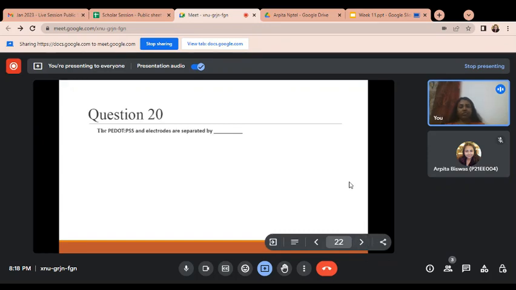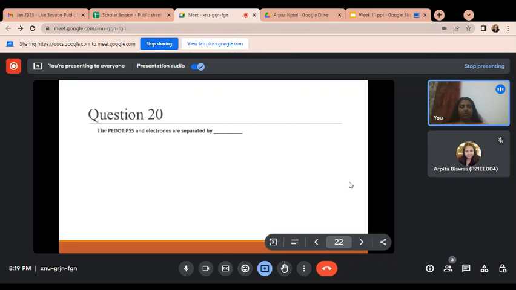Next question, we are moving toward question number 20. The PEDOT:PSS and electrodes are separated by dash. So fill in the blanks. PEDOT:PSS is a conducting polymer. Also, it is used for resistive sensors, for chemiresistive or resistive sensors. And electrodes are separated by.